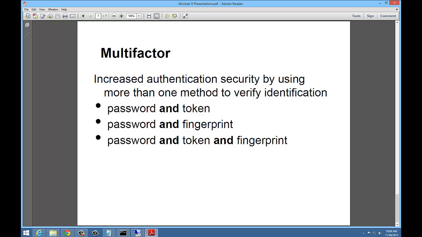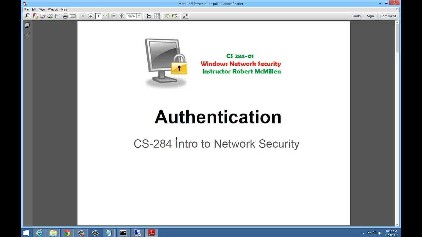If you use these all together, you can increase your security. You get increased authentication by using more than one method. I would recommend at least using two. If you can, use three, as long as it doesn't cause too much interference with employees trying to get their work done, but two is usually the accepted standard. So a password and a token, a password and a fingerprint, or a password and a token and a fingerprint. That might be a little too much, but it definitely adds to the security. So that is some different authentication.